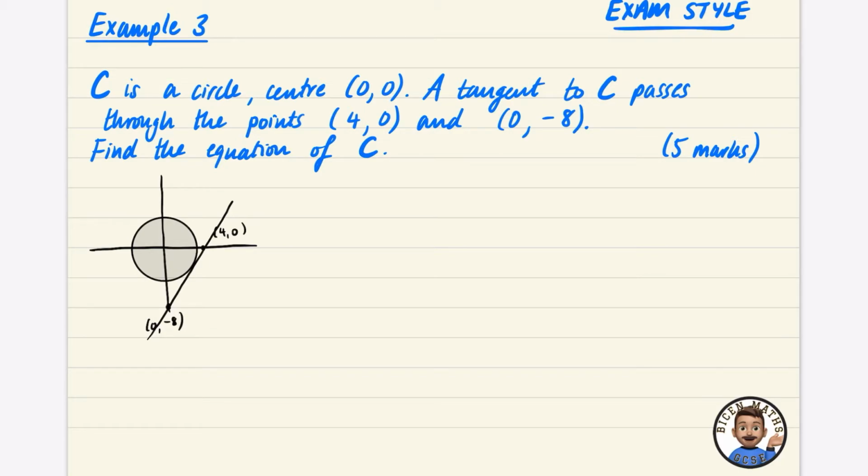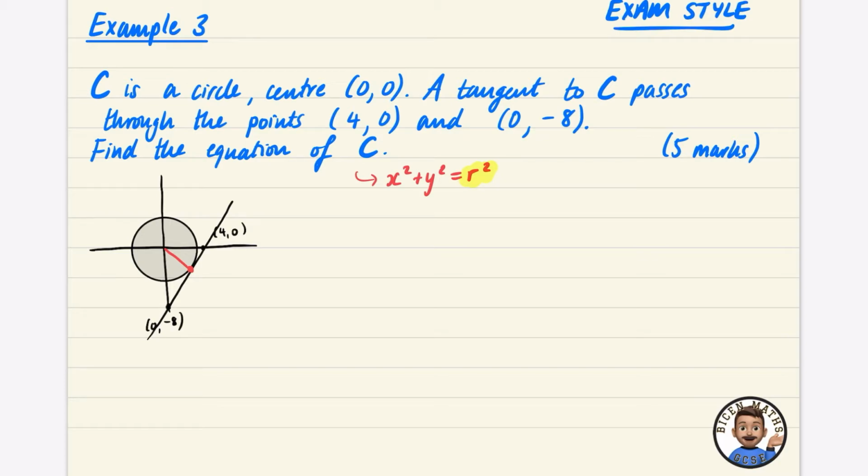Now I think we can just work backwards with this, because if we can find out the gradient of the radius, we might be able to find this point where they're intersecting, and that could help us figure out the equation of C. Now remember, the equation of C is just going to be x squared plus y squared equals r squared. So if we can find out what r squared is, we've done the question and we're sorted. So there's an awful lot to think about here.